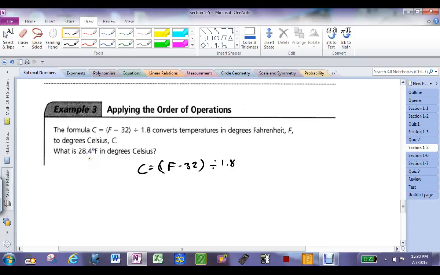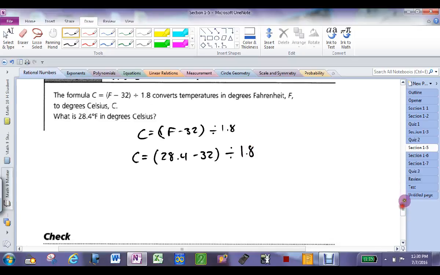Now what do I have? Do I have the Fahrenheit or the Celsius? Fahrenheit. So where does it go for F or C? F. 28.4 minus 32 divided by 1.8. So punch that into your calculator. Make sure you do it right. Tell me what the Celsius is. If it's 28.4 Fahrenheit, what is it in Celsius?